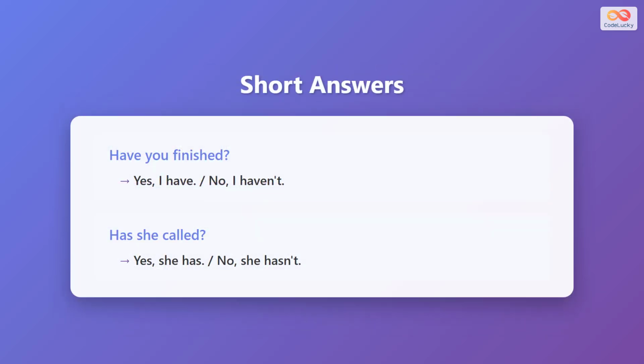When answering present perfect questions, we use short answers. For have you finished, we can say yes, I have, or no, I haven't. For has she called, we say yes, she has, or no, she hasn't. Notice we use the same auxiliary verb in the answer.